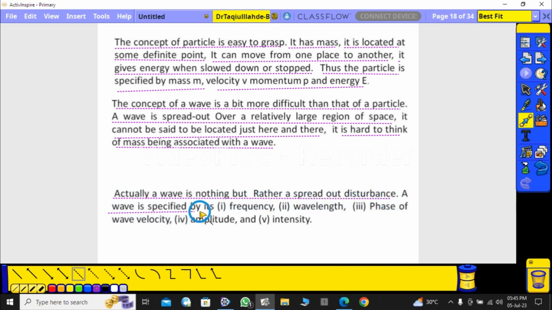So a wave is specified by frequency, wavelength, phase, wave velocity, amplitude and intensity. These are the characteristics of the wave, and these are the characteristics of the particle. So these are two different concepts of the same thing, like wave particle dualism. So now, next slide.